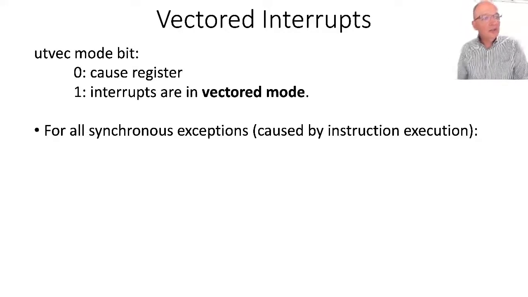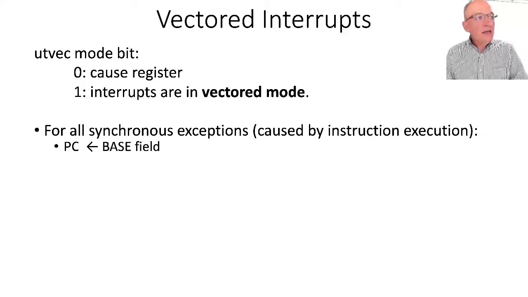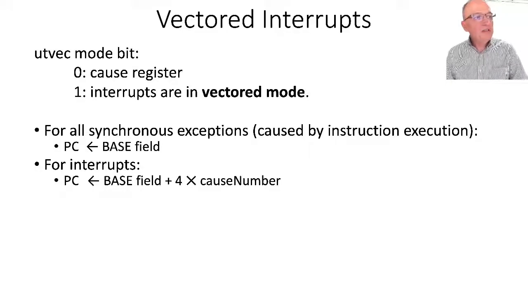So for all synchronous exceptions, those caused by the execution of instructions, so the normal execution of the program leads to an exception, the program counter will receive the base field. And for interrupts, what's going to happen is that the program counter will receive the base field plus 4 times the cause number. So I take the cause number, multiply by 4, add the base field for the exception handler, and that's the address that I'm going to jump to.